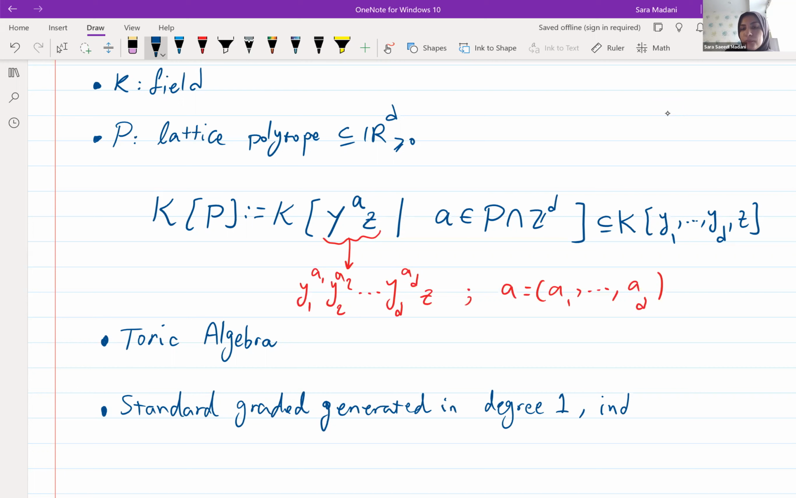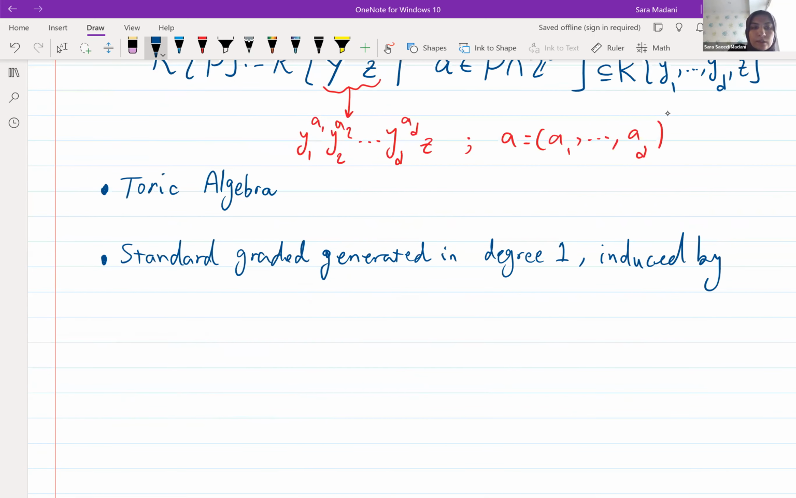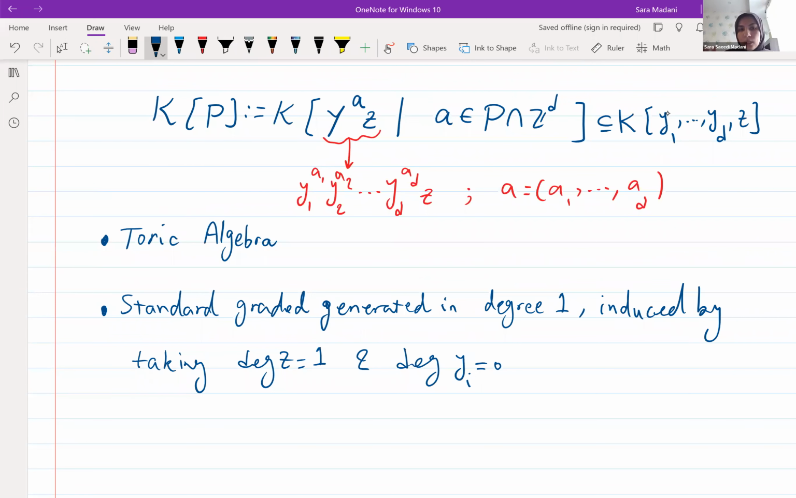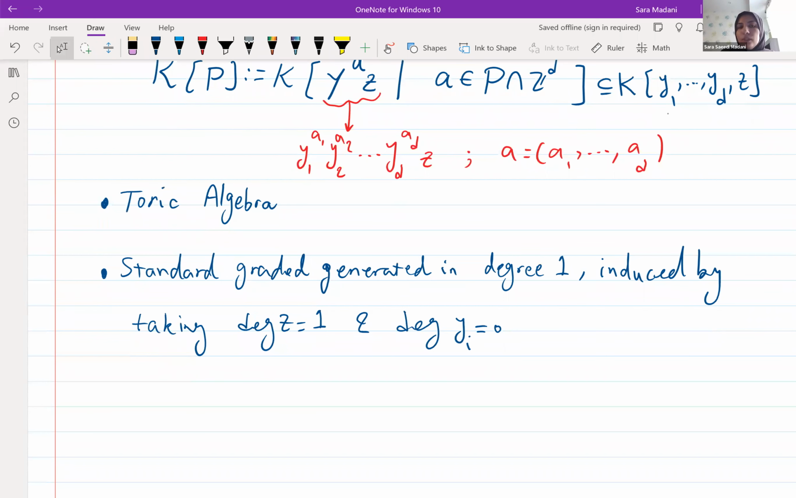How degree one? This is induced by taking degree of z equal to one. So we put this z just to manage the degrees actually. And degree of all y_i's equal to zero. Then this algebra K[P] is generated in degree one. All the generating monomials are of degree one. And then we have just a standard graded algebra over K. So in general, we can always associate such an algebra to any lattice polytope.